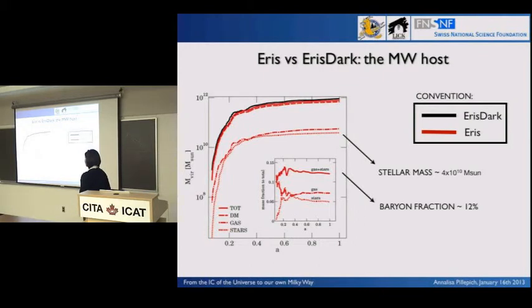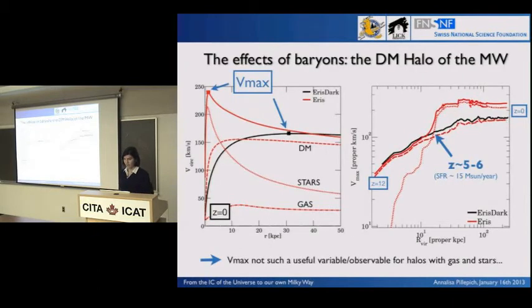And in the end, for example, we have that Eris has a baryonic fraction which is slightly lower than the universal, say 18%. It's something like 12-14% according to the time. And we produced a galaxy with stellar mass of 4 times 10 to the 10 solar masses, which is within what we think the Milky Way has.